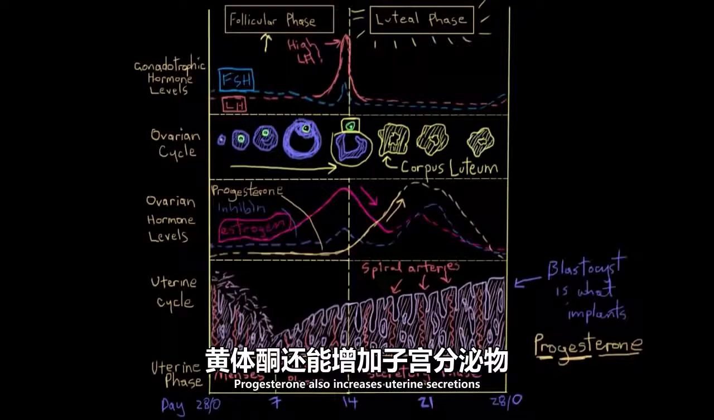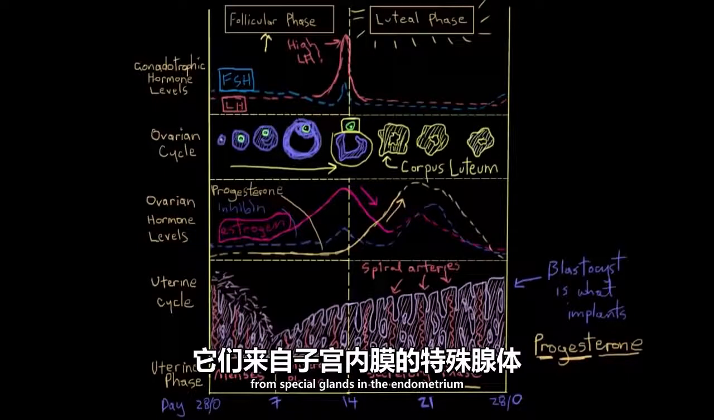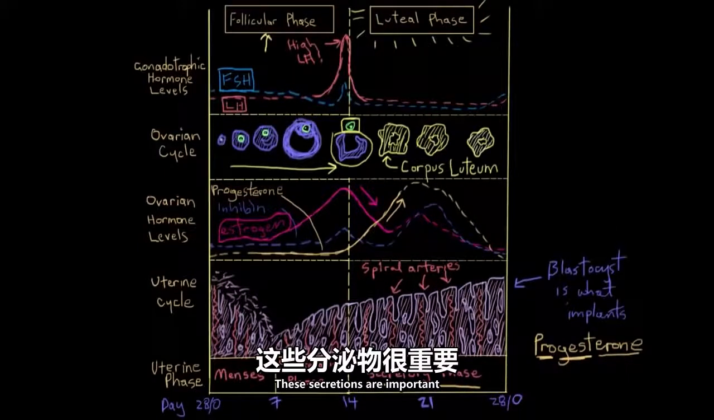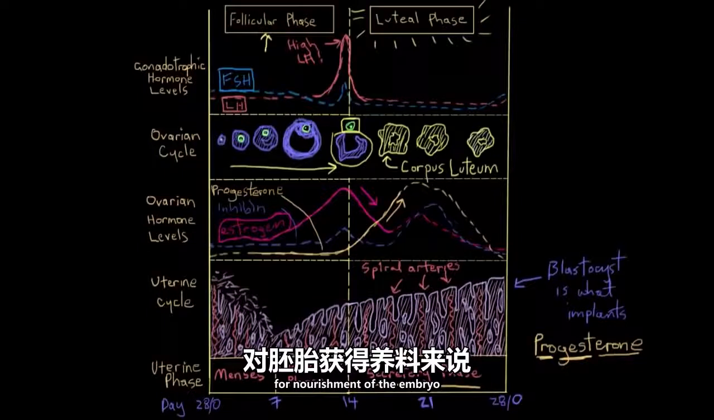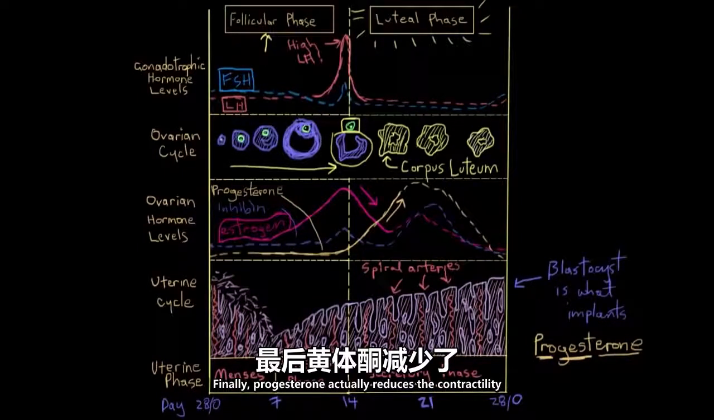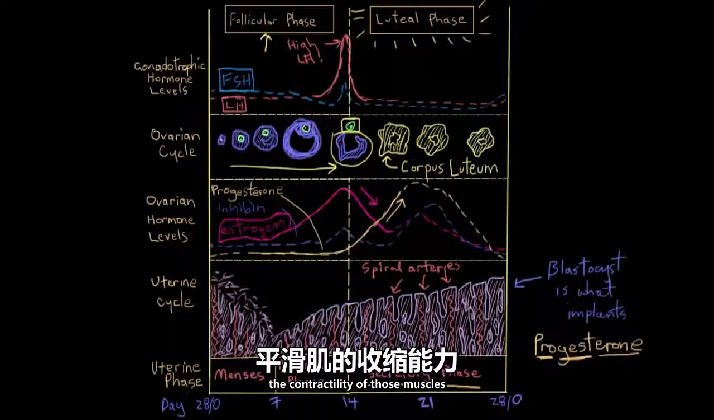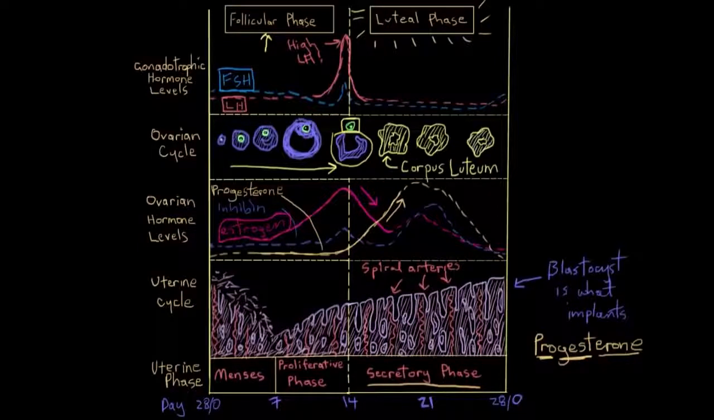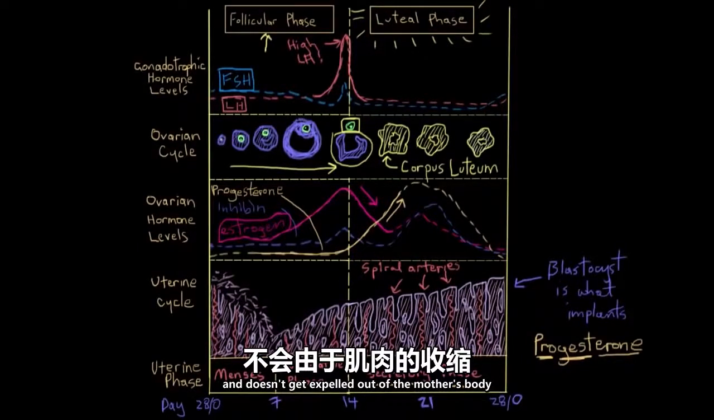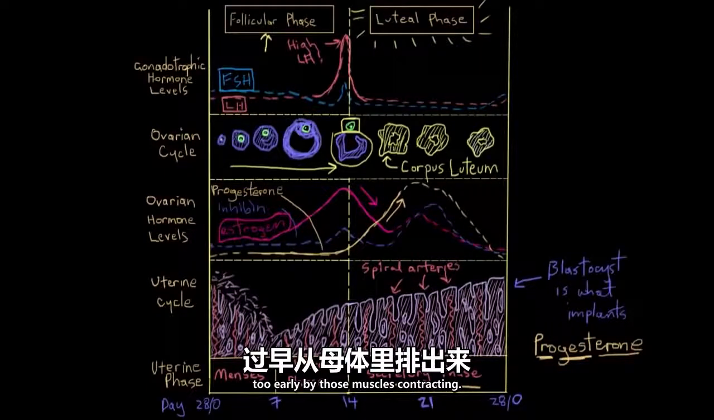Progesterone also increases uterine secretions from special glands in the endometrium, and these secretions are important for nourishment of the embryo. And finally, progesterone actually reduces the contractility of the muscles of the uterus. Remember, the uterus has a lot of smooth muscle in its walls. So the progesterone reduces the contractility of those muscles so that the growing embryo doesn't get too disturbed and doesn't get expelled out of the mother's body too early by those muscles contracting.